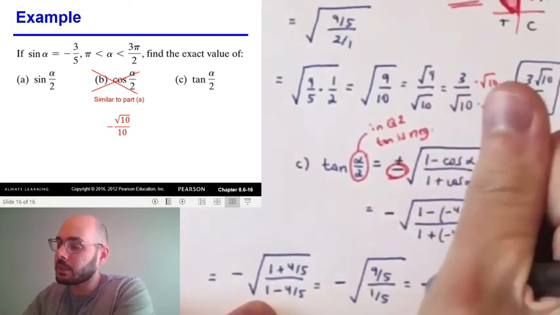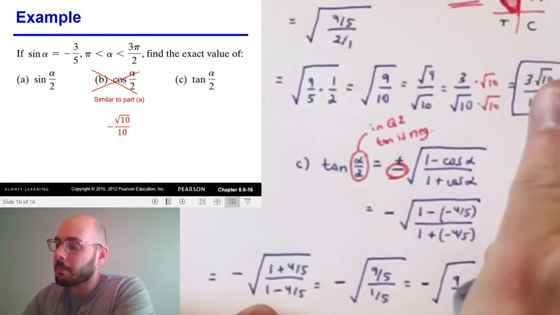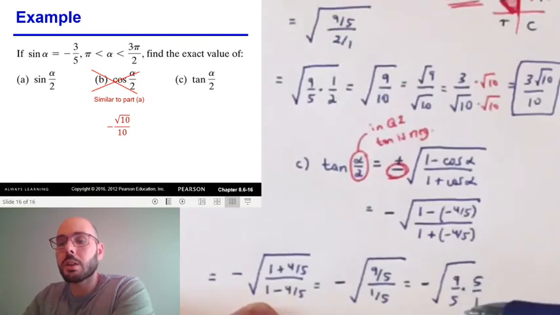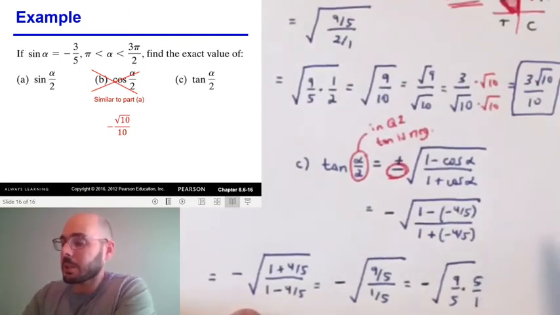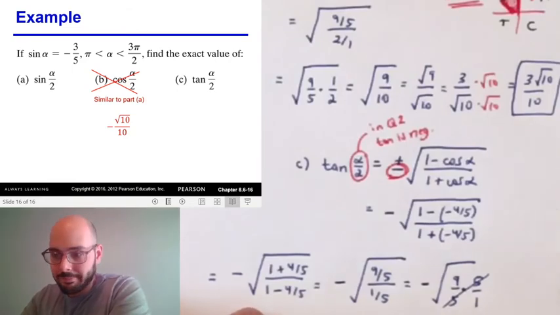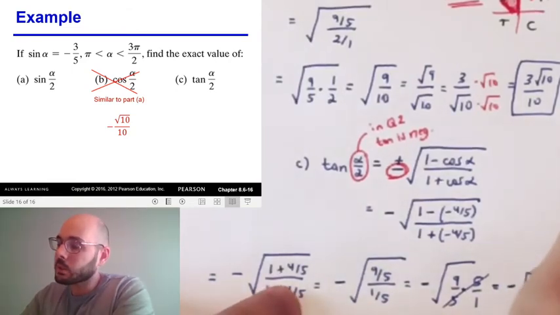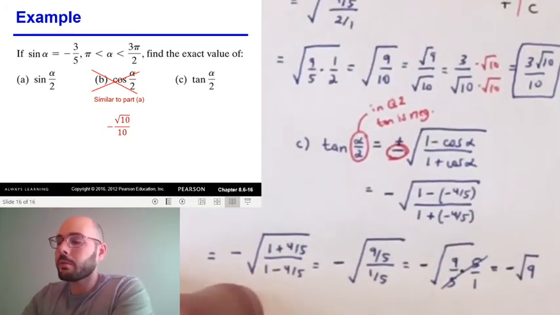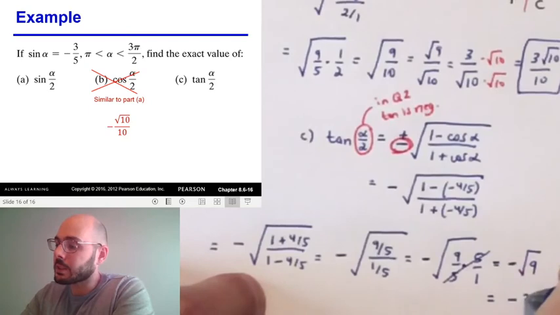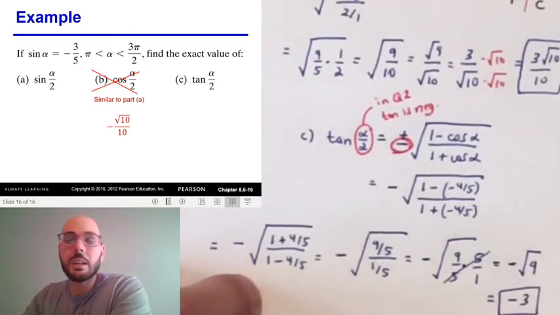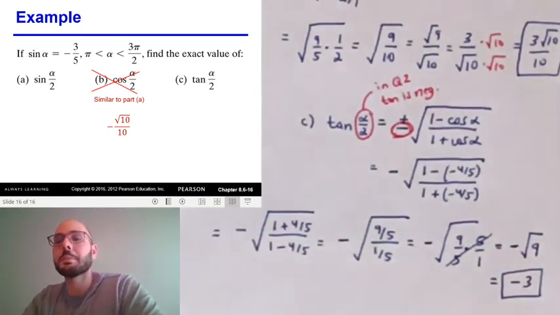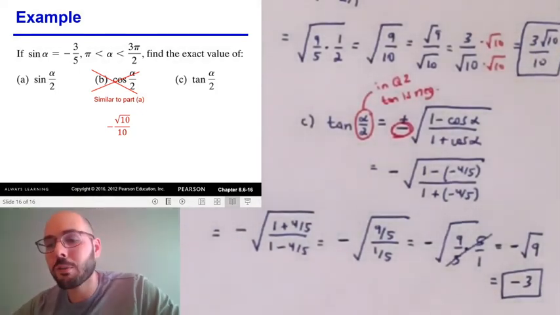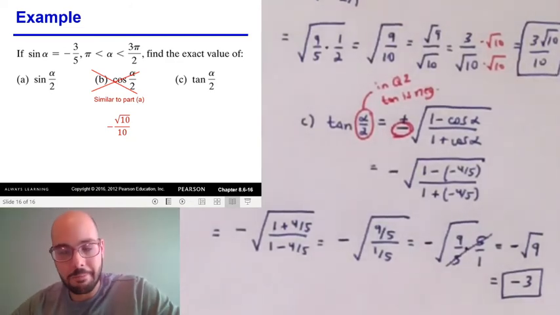Now we can KFC. So keep the top fraction the same, flip the bottom fraction upside down, and then change this to multiplication. Ooh, and this time, this is going to be great. So the 5's cancel. We end up getting a negative square root of 9 over 1, which is 9. And the square root of 9 is, of course, 3. So our final answer here is negative 3. Who would have thought that would have ended up such a pretty answer? But hey, it happens sometimes. So tangent of alpha over 2 is going to be a negative 3.